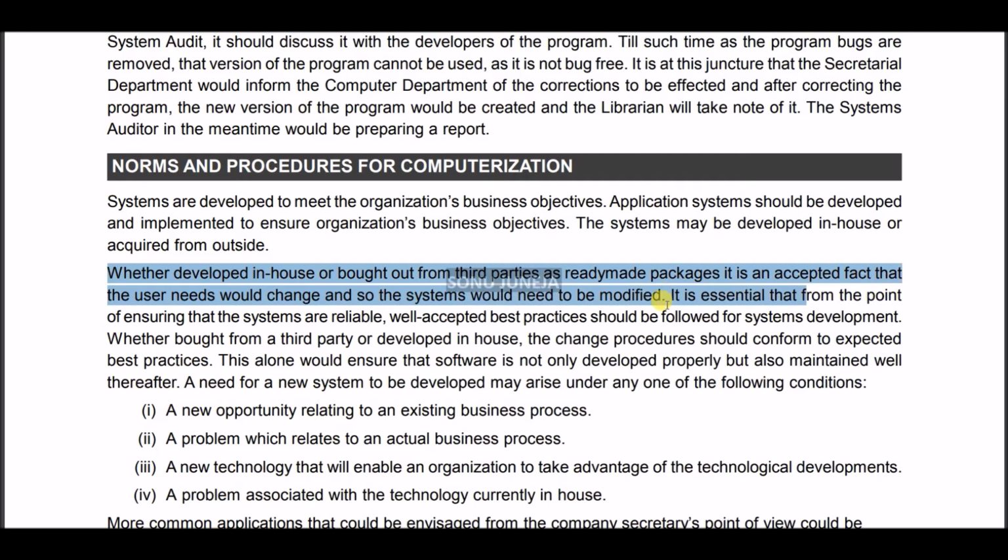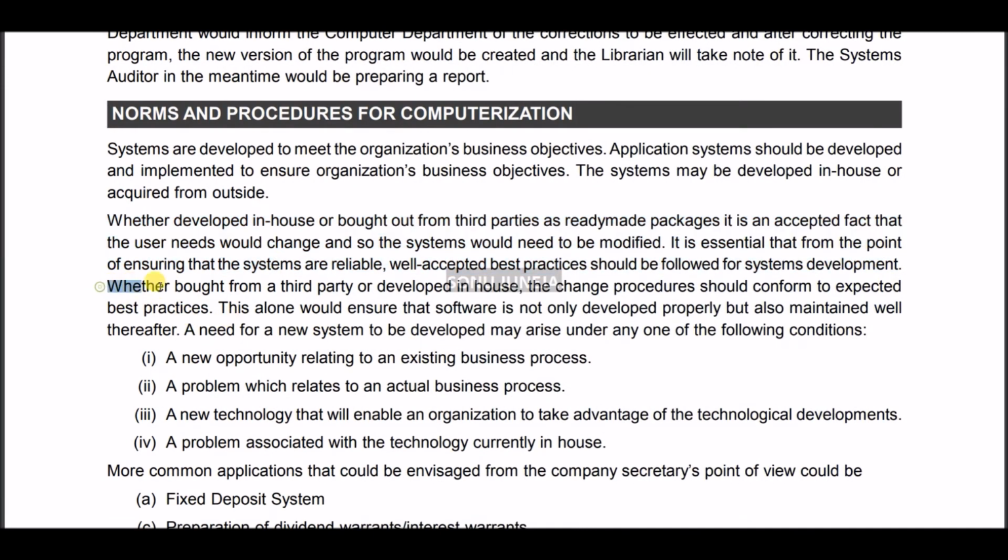It is essential, to ensure that the systems are reliable and well accepted, that best practices be followed for system development. Whether bought from a third party, built in-house, or changed, the procedure should conform to the expected best practice. This alone will ensure that the system software is not only developed properly but also maintained well thereafter. A need for a new system to be developed may arise under any one of the following conditions.